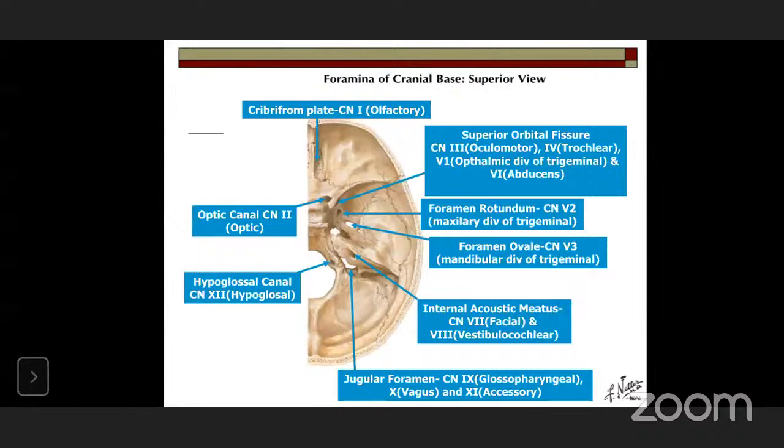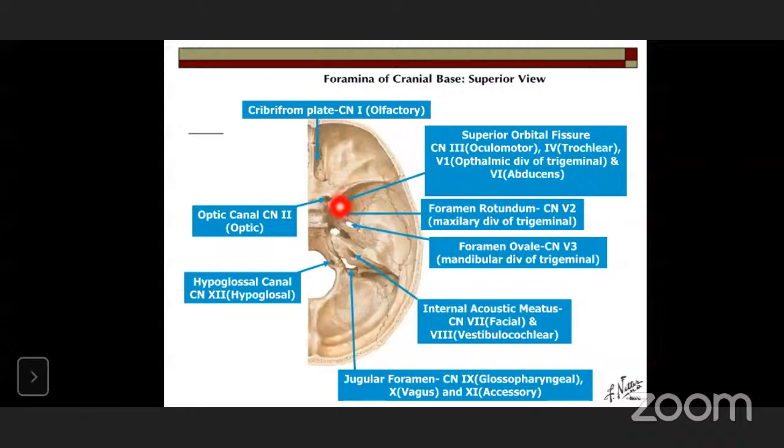Okay, in the foramina, actually, it is the passage for the cranial nerves. One is the cribriform plate of the ethmoid bone. Can you see here, cribriform plate of the ethmoid bone, through which the first cranial nerve, that is called the olfactory nerve, passes. And this one is the second foramen, that is called the optic canal. In that, the optic nerve passes, and this is called the superior orbital fissure.